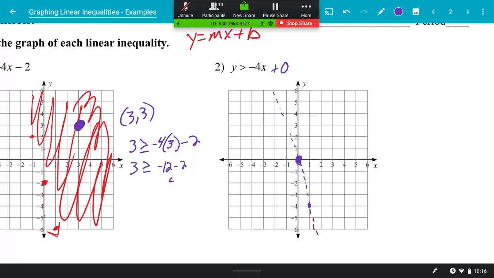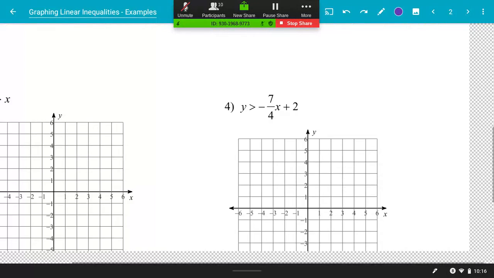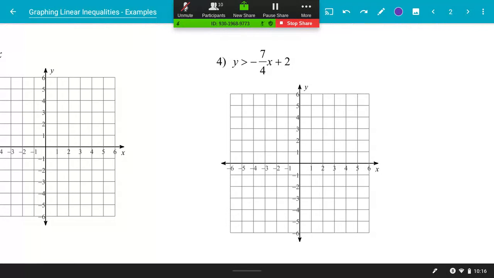You do a couple more just quickly. Let's do number 4 here. Y-intercept? 2. Slope? Down 7. 1, 2, 3, 4, 5, 6, 7. Over 4. 1, 2, 3, 4. Or right 4, I guess. Solid or dotted? Dotted. Put my point on the y-intercept and read the sign. What's that sign say? Greater than.